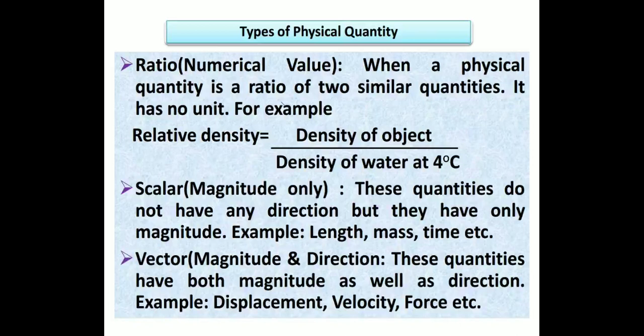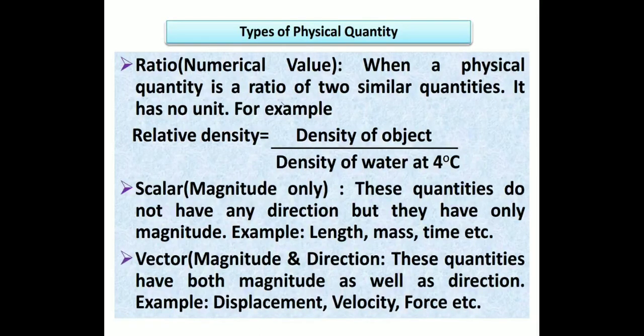When you come to scalar quantity, it only denotes a magnitude. These quantities do not have any direction, but they have only magnitude. For example, length, mass, time, etc. Now, when you go to vector quantities, it denotes magnitude as well as direction. These quantities have both magnitude as well as direction. For example, like displacement, velocity, force.